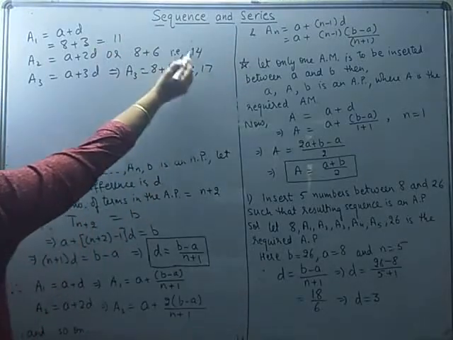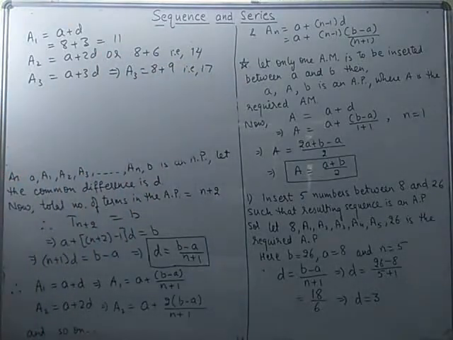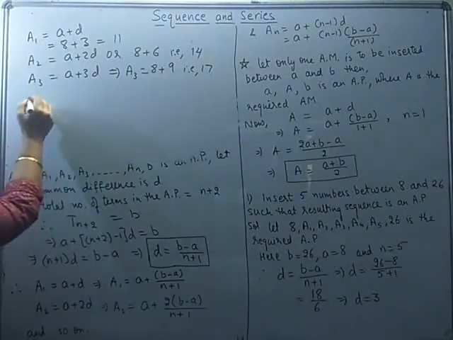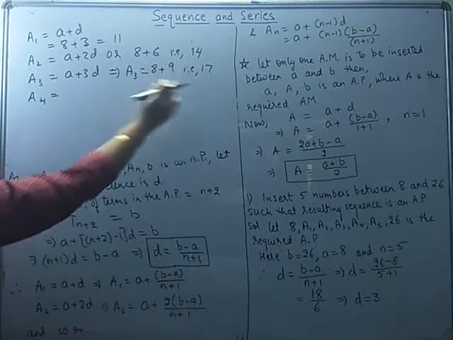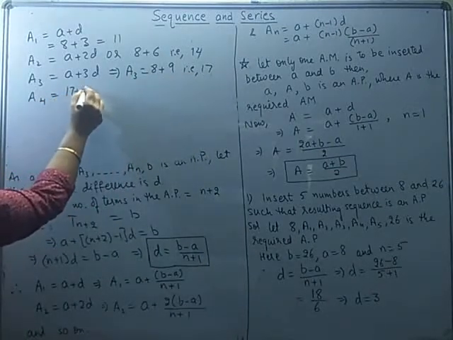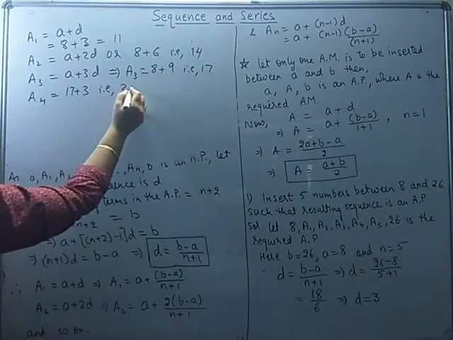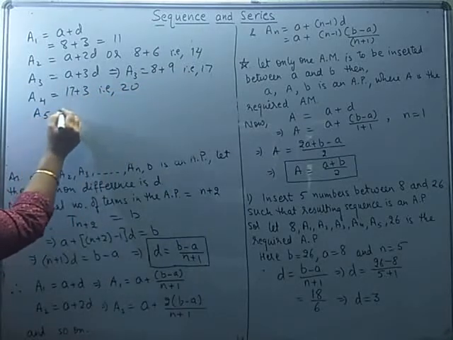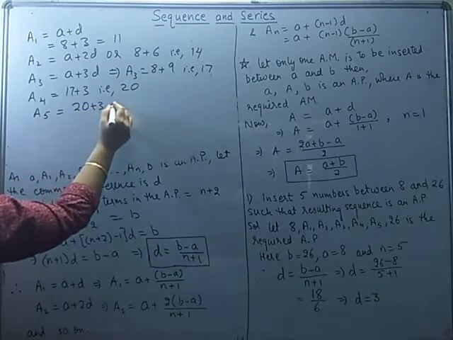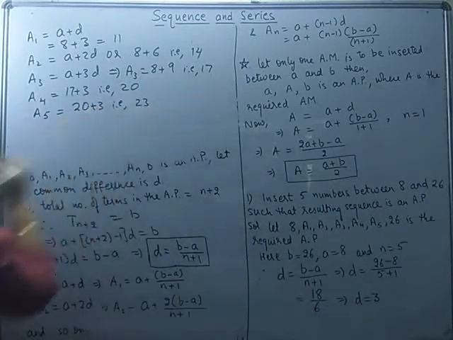Can you see, the common difference is getting added to each. So it is not necessary every time to write this expression and solve. We can quickly do A4. A4 will be 3 more than this: 17 plus 3, that is 20. And A5 will be 3 more than the previous arithmetic mean: 20 plus 3, that is 23.